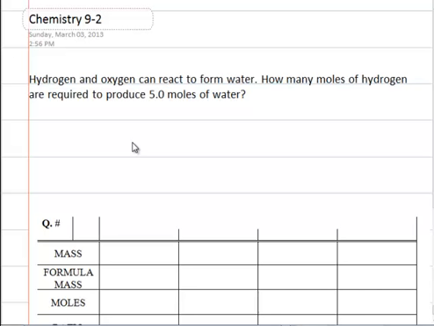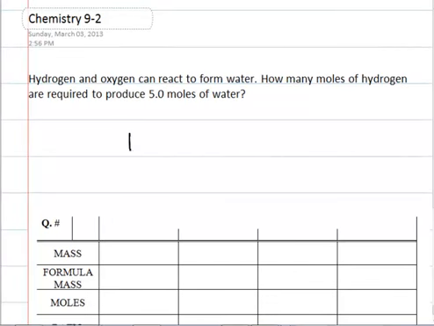Okay, let's take a look at our first problem here. We're given hydrogen and oxygen can react to form water. How many moles of hydrogen are required to produce 5.0 moles of water? Alright, the first thing we need for any one of these problems is a balanced chemical equation. We're not given that here, so we're going to have to come up with it. So we'll start out by writing H2, hydrogen, plus O2, oxygen, yields H2O, water.